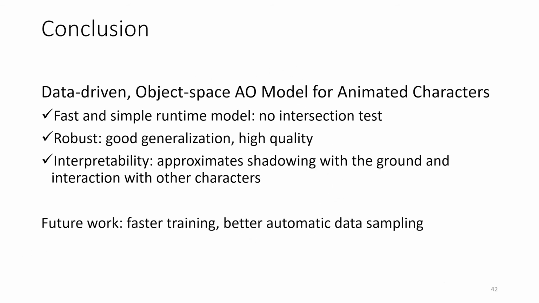In conclusion, we have a data-driven object space ambient occlusion model for animated characters. It's a fast and simple runtime model with no runtime intersection tests. It's robust in that it has good generalization with high quality, and its interpretability allows for approximate shadowing with the ground and interaction with other characters.